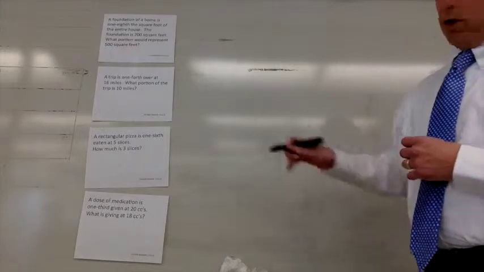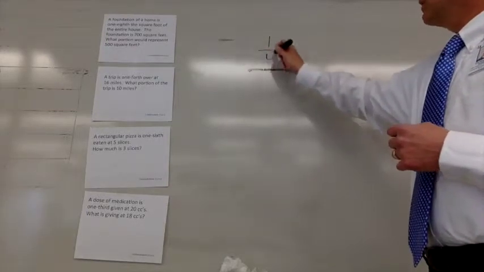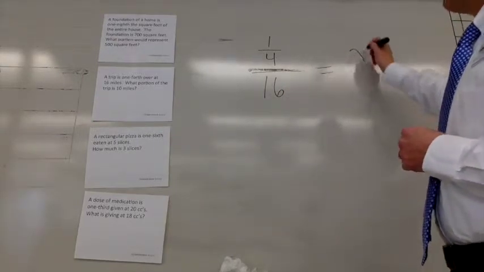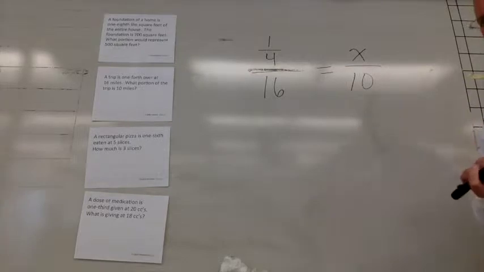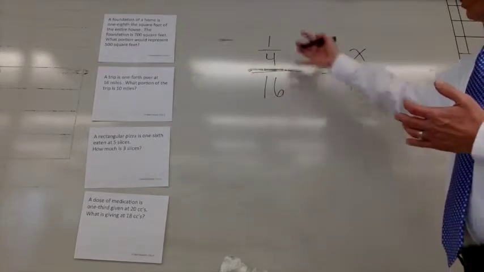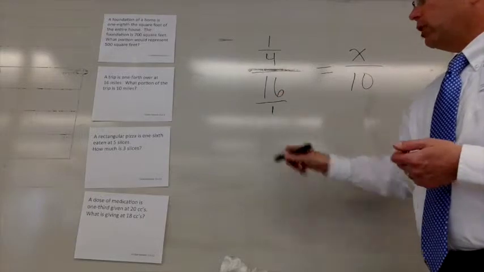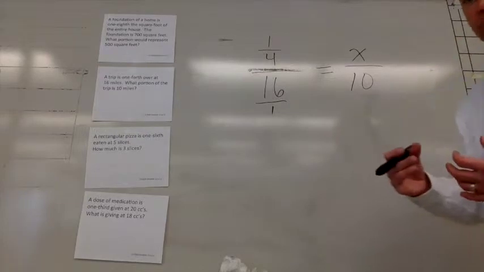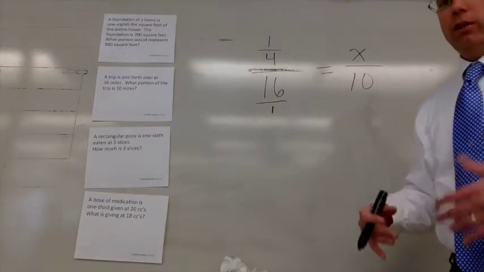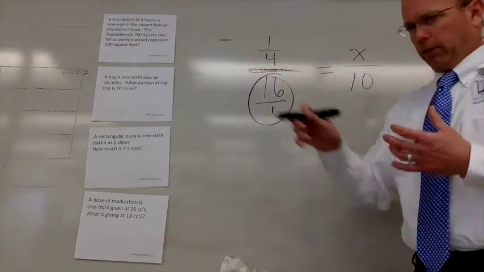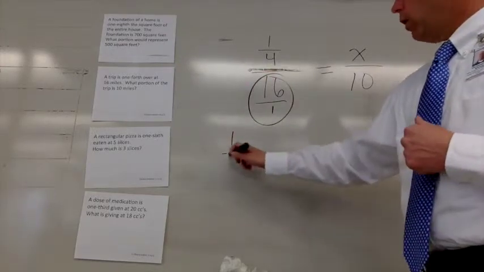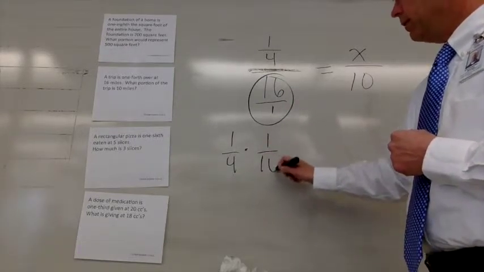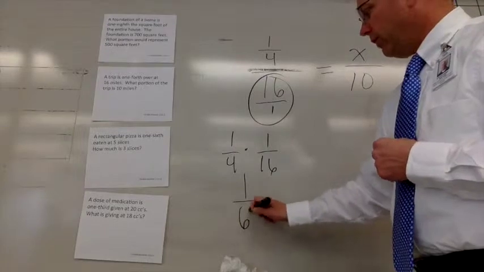So 1/4 of the trip is going to be equivalent to 16 miles. What portion of the trip is going to be 10 miles? Again, I have a fraction over a number, 1/4 over 16. Let's make 16 a fraction by putting it over 1. Now I have a fraction over a fraction, which is the same thing as division of fractions, which is the same thing as multiplying by the reciprocal of the denominator, or the bottom. So I'm going to go 1/4 times, I'm going to flip 16 over 1, which gives me 1 over 16, and that's going to give me 1 over 64.